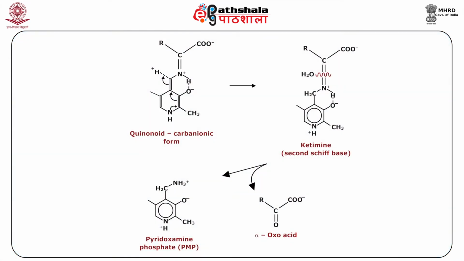Now you can see this particular reaction happening in this figure very clearly, from the quinonoid carbanionic form to the ketimine form and then leading to pyridoxamine phosphate and alpha oxo acid. Enzymes of this group catalyze elimination of gamma substituents from amino acids.